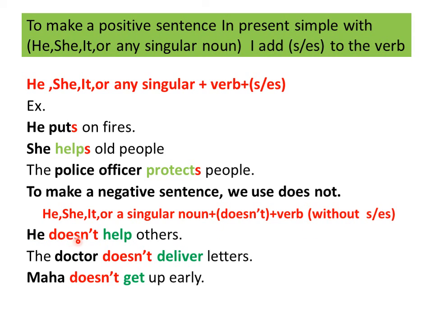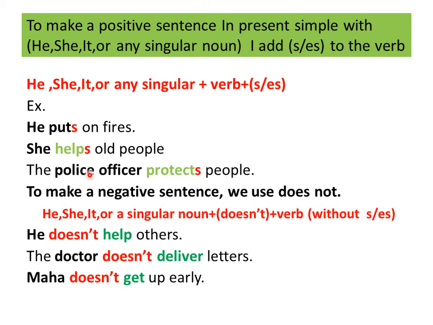Example. He doesn't help others. He doesn't. After doesn't, you put the verb in infinitive. Where is s? I don't have s. The doctor doesn't deliver letters. The postman delivers letters, not the doctor. So the doctor doesn't, only one doctor, I say doesn't deliver without s letters. Maha doesn't get up early. I can't say Maha doesn't gets. No, it's wrong. Maha doesn't get up early.